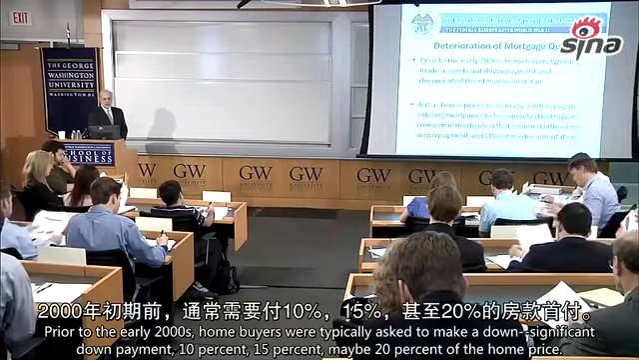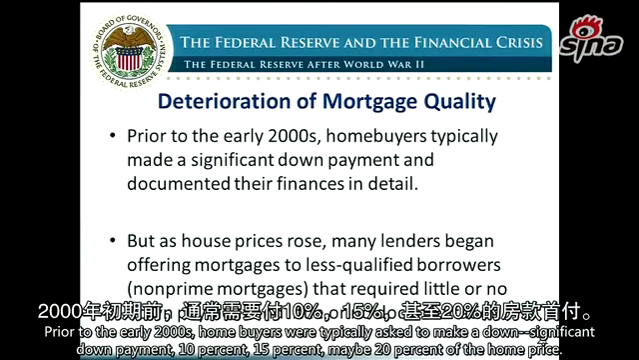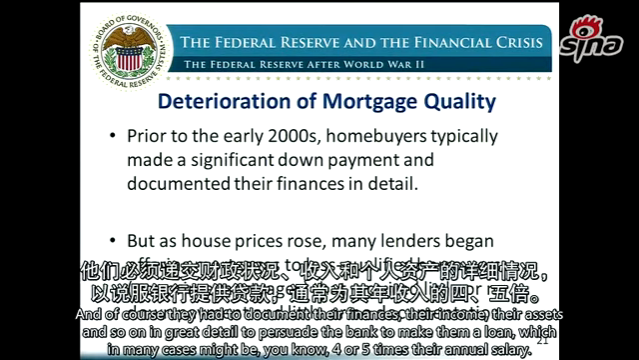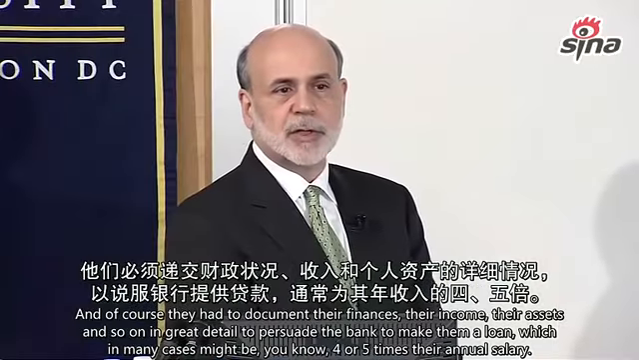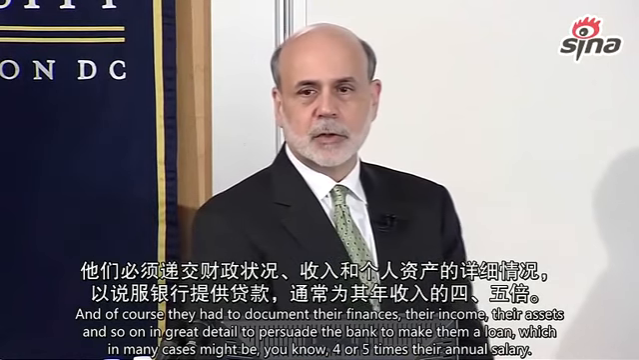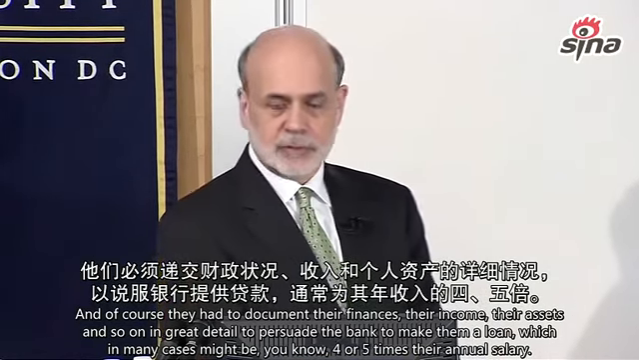Prior to the early 2000s, home buyers were typically asked to make a significant down payment, 10%, 15%, maybe 20% of the home price. And of course, they had to document their finances, their income, their assets, and so on in great detail to persuade the bank to make them a loan, which in many cases might be 4 or 5 times their annual salary.